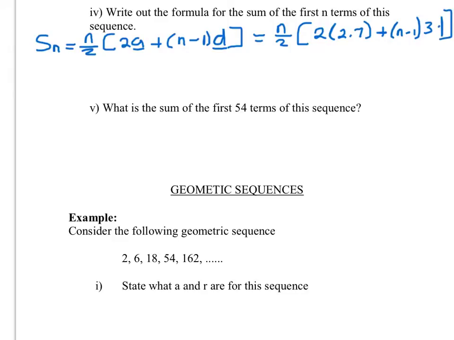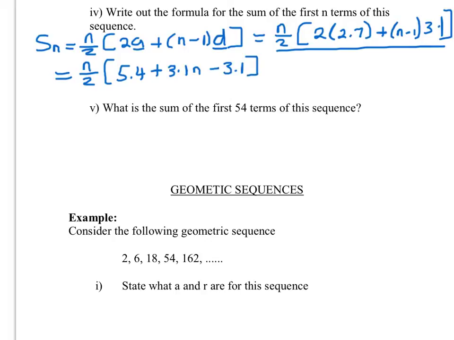Now again, using algebra and some arithmetic, we can tidy this up a little bit. So let's set about that. So it's n over 2. Now this is the formula for the sum, and it could be used in this form, but we can tidy it up a little bit. So let's do that. 2 multiplied by 2.7 is equal to 5.4. And we can multiply this out. 3.1 multiplied by n is 3.1n, and minus 1 by 3.1 is minus 3.1. We can bring these two figures here together, and what we'll get is that it's equal to n divided by 2 multiplied by 3.1n plus 2.3.